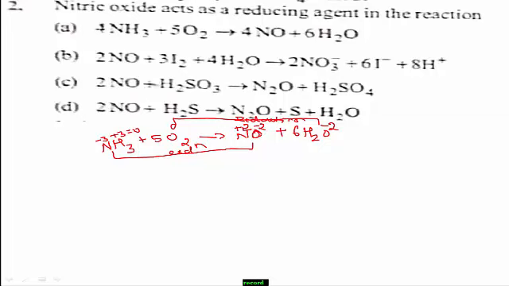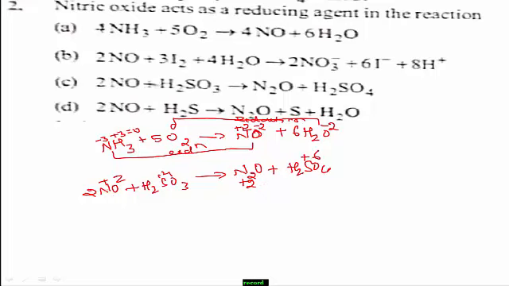Next, when you observe option C, here they have given 2NO plus H2SO3, and it gives N2O plus H2SO4. Here the nitrogen oxidation state is +2, and in H2SO3 the oxidation state of sulfur is +4. In N2O the nitrogen is +2, right? And in H2SO4 the sulfur oxidation state is +6.